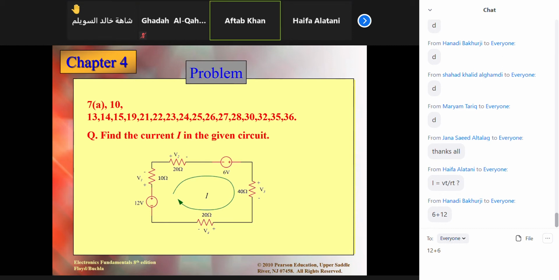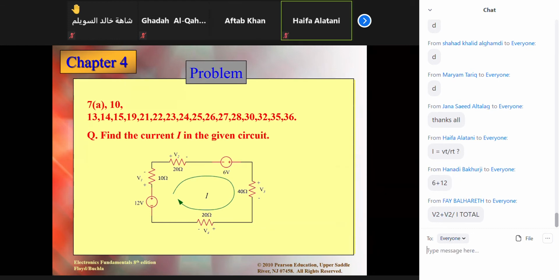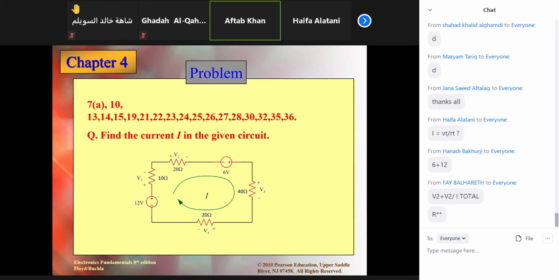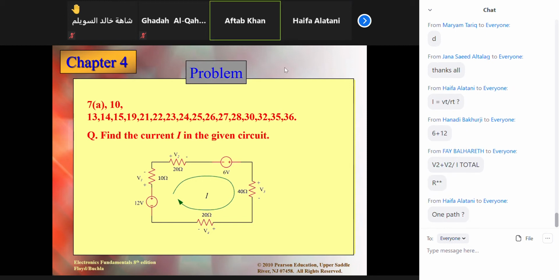Okay. Right? Correct. May I know why did you add 12 and 6? Because both are voltage. Because it's a voltage in series, we have to use the total voltage. What if this polarity is positive, this polarity is negative? We will subtract.